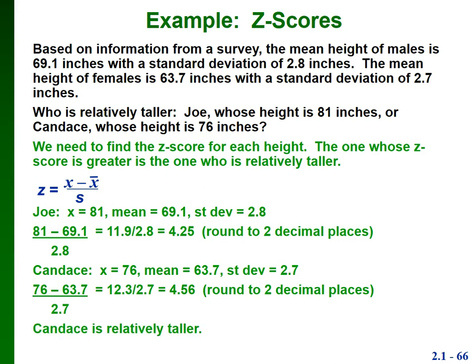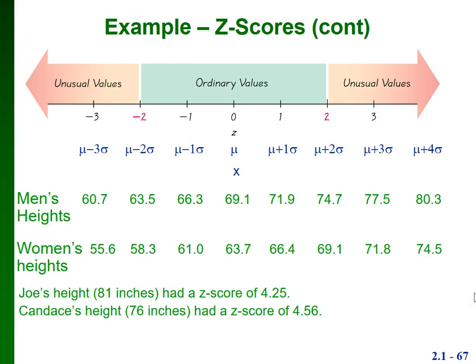Since Candace has a larger z-score, that means that she's relatively taller, relative to females' heights. Joe and Candace both had z-scores for their heights that were greater than 4. So that would put both of them out on the right end on the z-score scale.